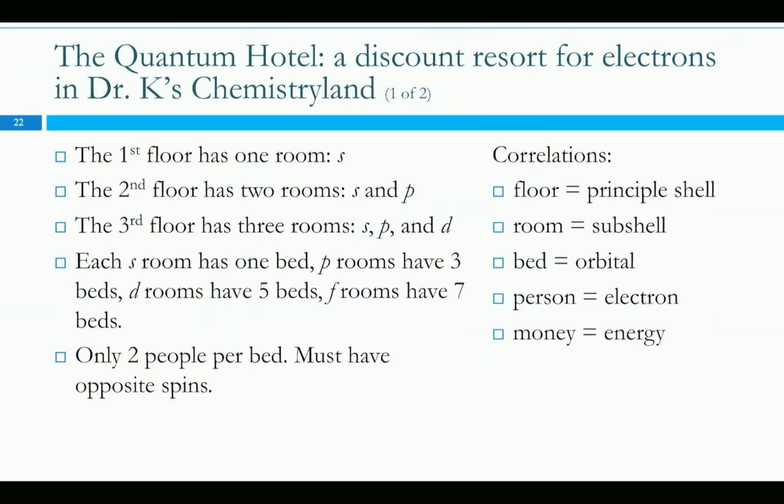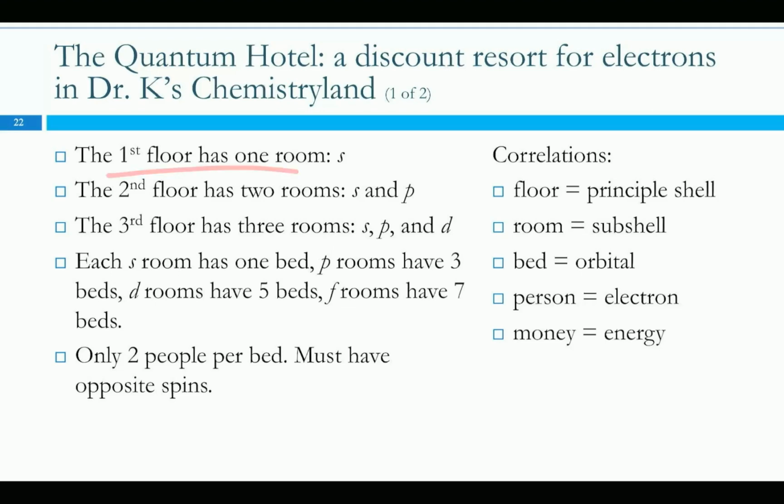Okay, so one way to think about this is a quantum hotel. Now this is a very discount hotel. It's first come, first serve. You don't get to pick your room, and you don't get to necessarily have your own room unless you're the first person. Every room has 2 beds, and there's always 2 people per bed, unless there's not enough people to fill the room.